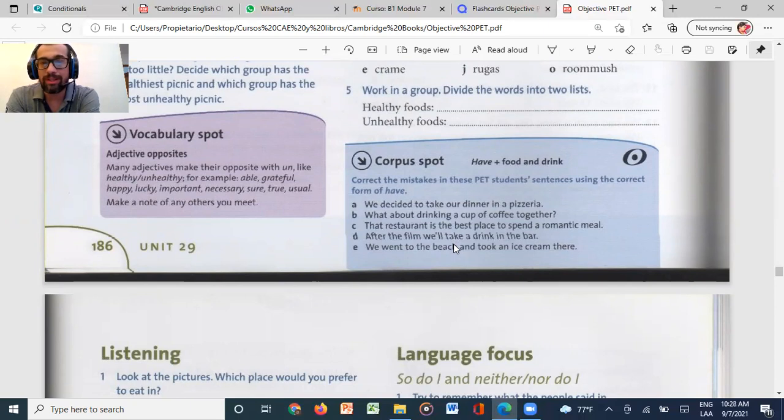So it says, correct the mistakes in the sentences using the correct form of have. So in this case, we are missing the present perfect. We have decided to take our dinner in a pizzeria. So we need to focus on these parts, right?